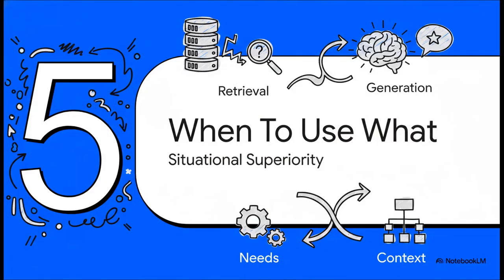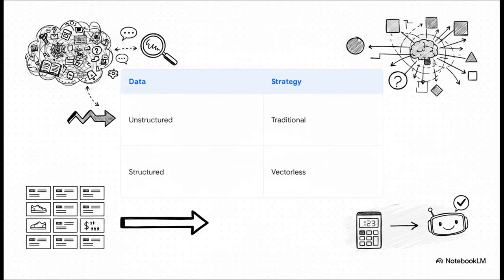When to use what? Situational superiority. The reality, as Anasup Consulting brilliantly points out, is that neither of these is objectively better than the other. Instead, they're situationally superior. It's all about your specific needs. If your priority is dealing with unstructured text, say your users are going to ask really vague, conceptual questions about a massive document library, then you definitely need traditional RAG. You need that vector math to connect those semantic dots.